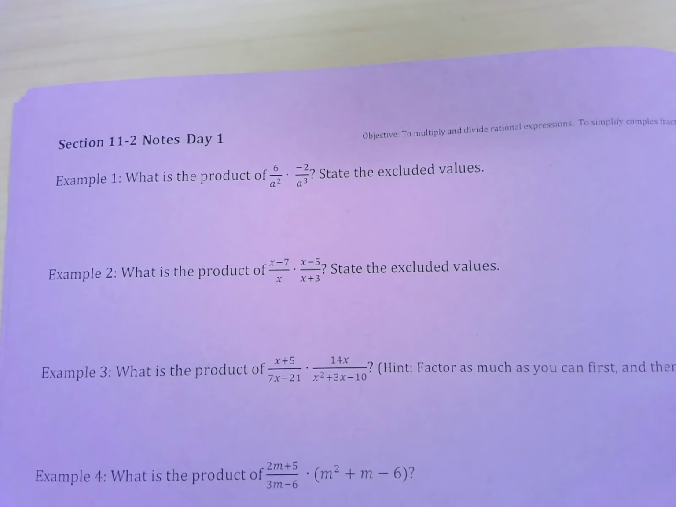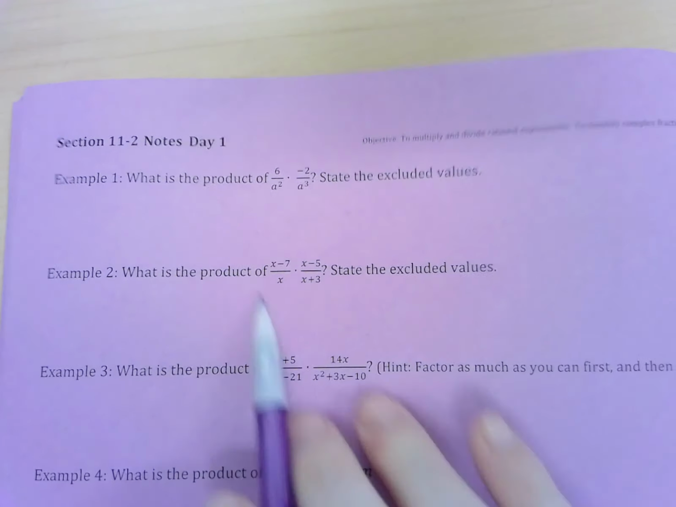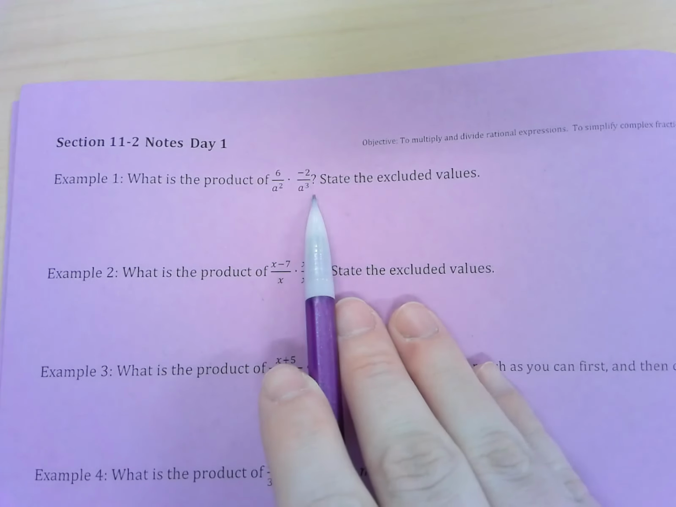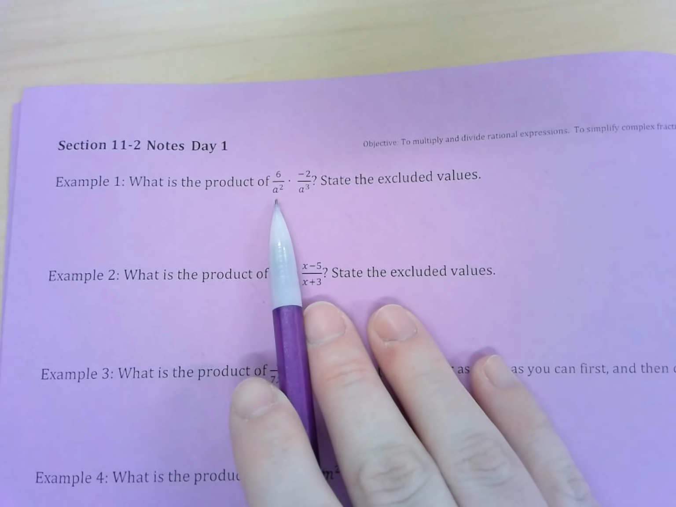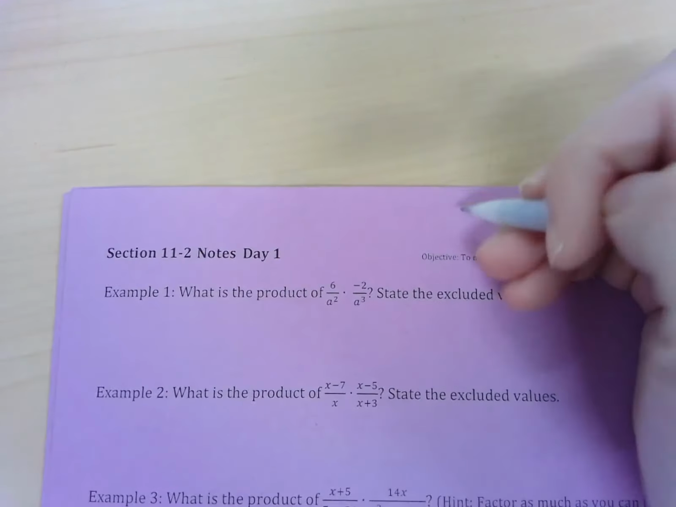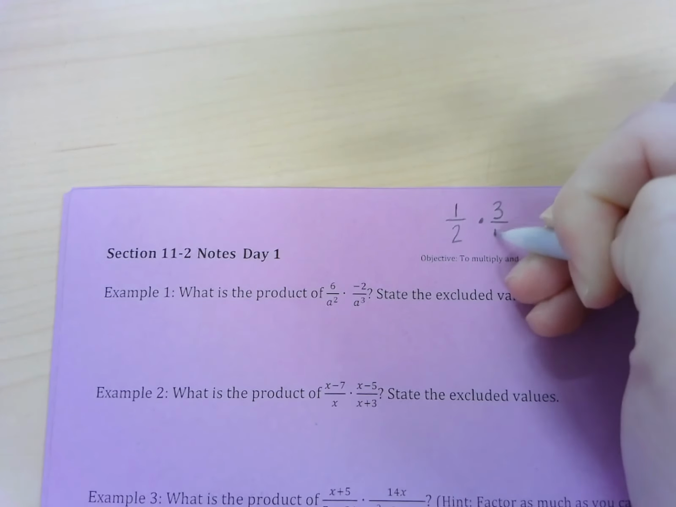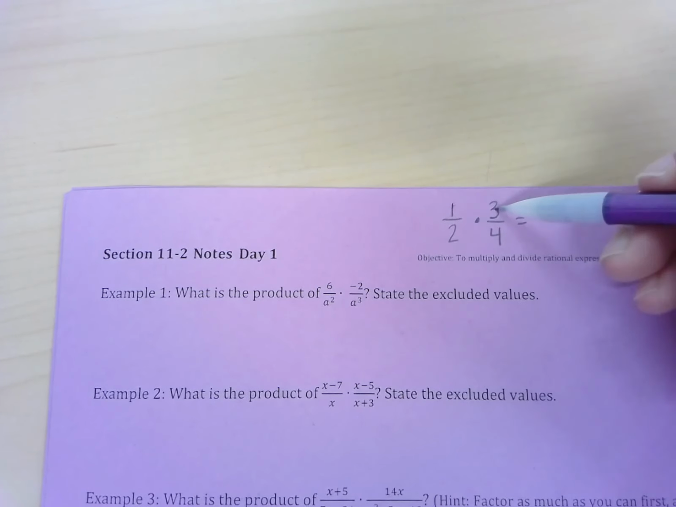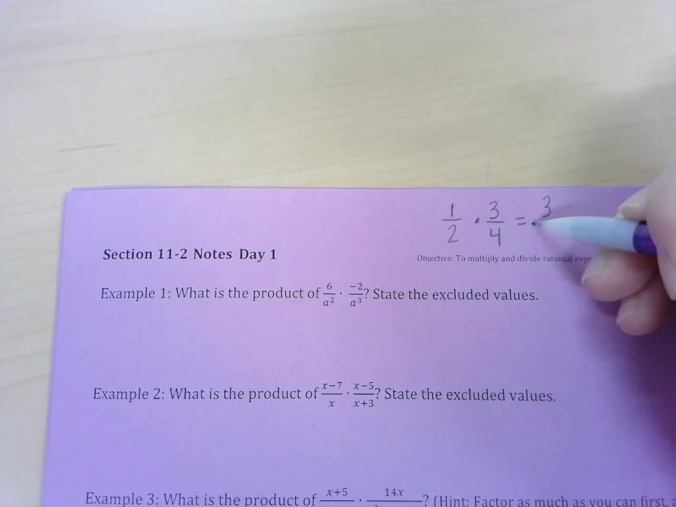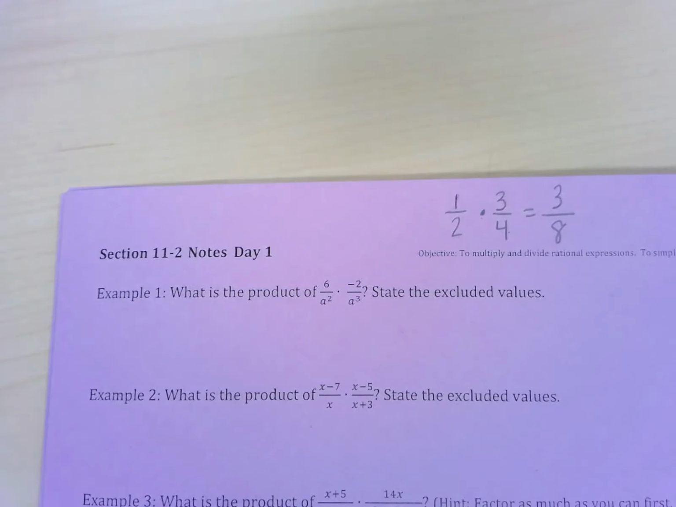This is section 11.2, notes day 1, and we're going to start multiplying fractions together. Multiplying fractions with variables is the exact same as multiplying fractions without variables. So if I had something like 1/2 times 3/4, what I need to do is just multiply straight across. So 1 times 3 will be 3 over 2 times 4 is 8. So that's how you multiply normal fractions without letters.